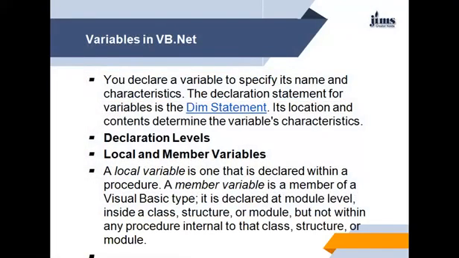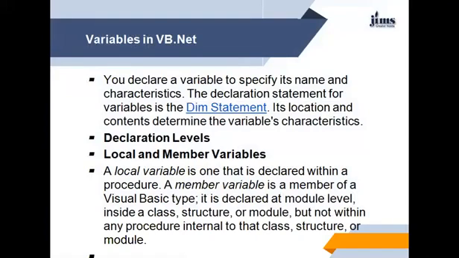Now we will discuss variables. As you know, variables are used to hold some value. So you declare them in Visual Basic .NET, or as in VB also. If you want to declare a variable, you can declare it with the help of the Dim keyword. You declare a variable to specify its name and characteristics. The declaration statement for a variable is the Dim statement. Its location and contents determine the variable's characteristics.